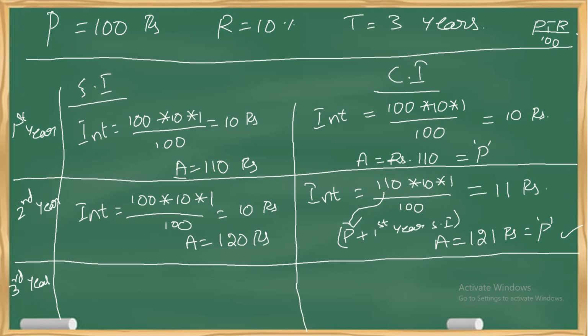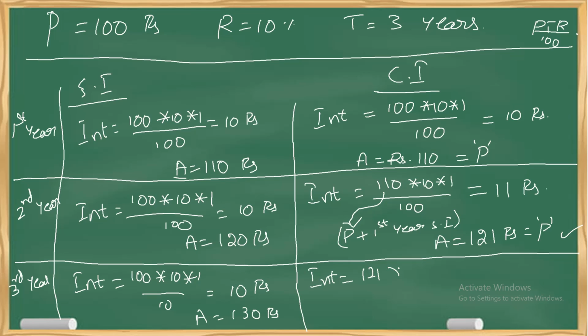Third year, again the same thing here. Interest is equal to 100 into 10 into 1 by 100, that is equal to 10 rupees again. There is no change here. So amount is equal to 130 rupees with this 10 rupees finally. But here again interest changes, right? 121 into 10 into 1 by 100 again. So that is equal to 12.1 rupees.